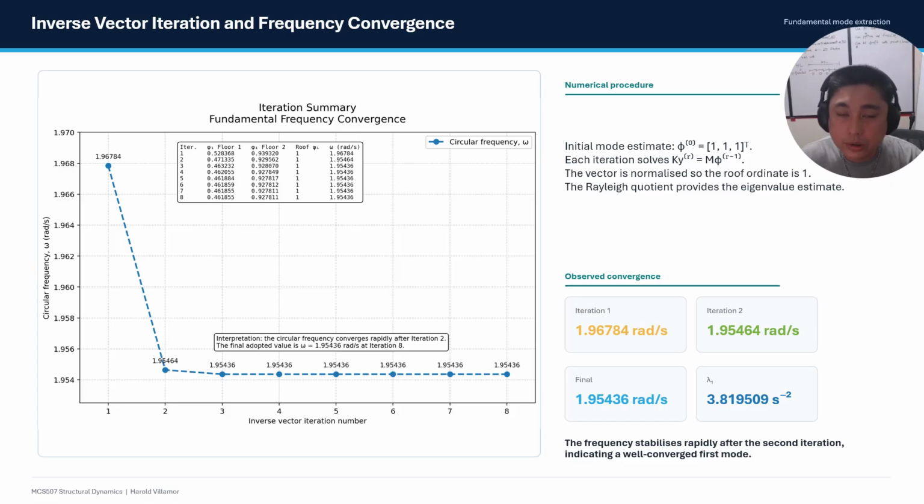The convergence plot shows that the first estimate is 1.9678 radians per second. Then the second estimate is already very close at 1.95464 radians per second. From the third iteration onward, the frequency remained essentially stable at 1.9546 radians per second.